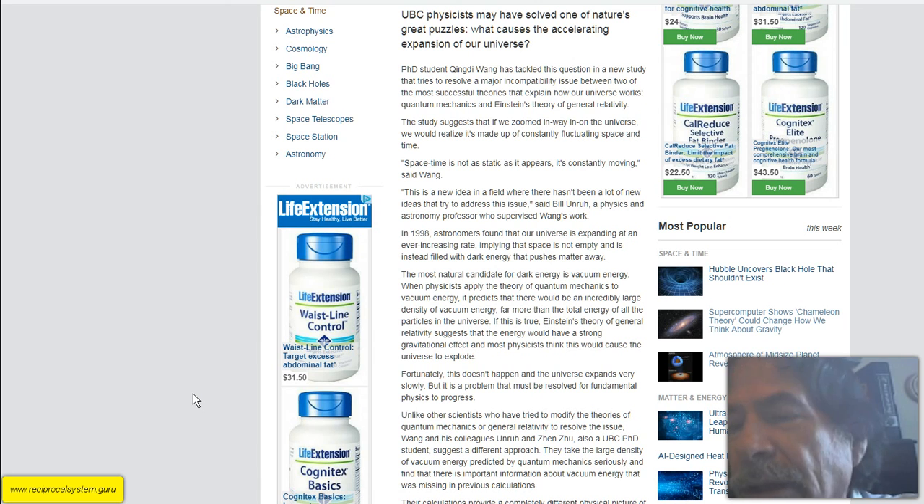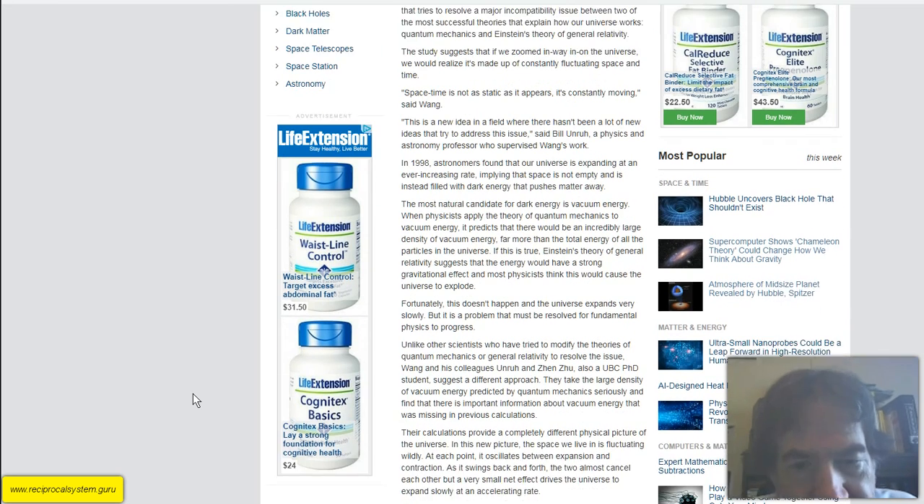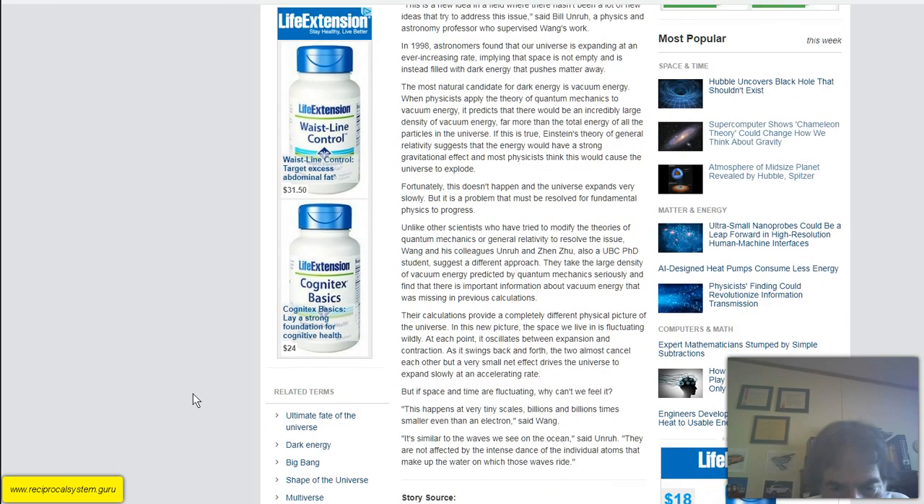We know that the fundamental component of the universe is space-time. Period. The end of it. And it progresses. That's the source for the expansion. And I'm just going to scroll down here. Anything else?